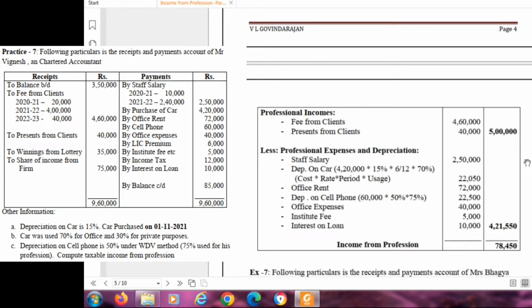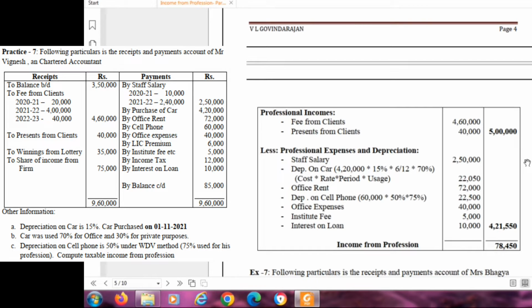Next, depreciation on cell phone is 50% under WDV method, of which 75% is used for his profession. See, already we calculated professional income, less professional expenses and depreciation. First one, staff salary 2,50,000, it's a professional nature. Second one, purchase of car 4,20,000.